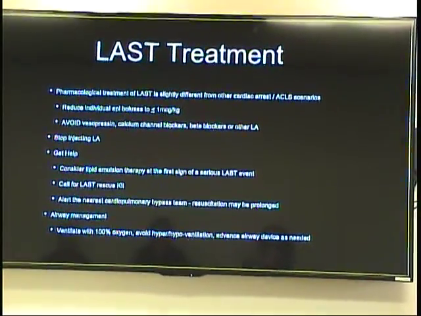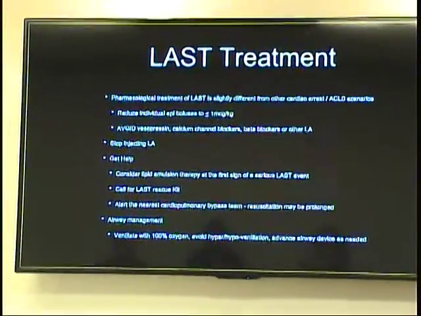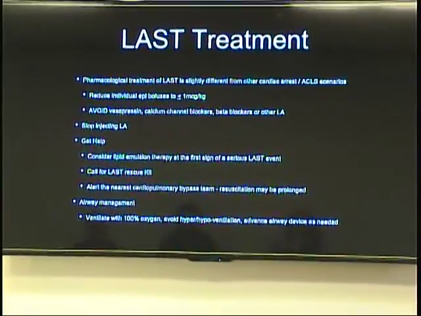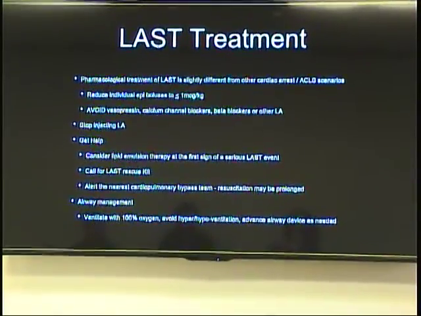This is relatively new. I'm relatively new to medicine as well, but before my time, before we had the intralipids, you would have to alert the nearest cardiopulmonary bypass team, because resuscitation could take a while if the bupivacaine or the local anesthetic was bound so well to the heart. It didn't matter how many times you were pounding on the chest; you needed a way to disassociate it from those receptors. So you still might have to consider that even with lipids.